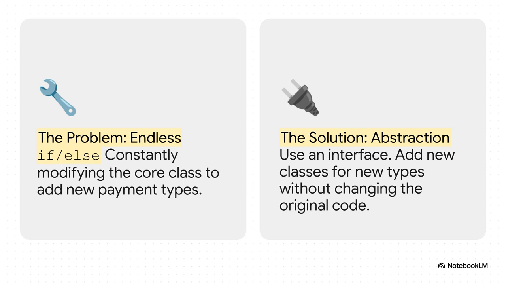The solution is abstraction. By using an interface, which is kind of like a contract, our payment processor stops caring about how a payment is made, it just cares that it can call a process method. Now you can add a Bitcoin payment class, an Apple Pay payment class, you can add new payment types all day long, and that original processor code never needs to be touched. That's the magic. Open to new features, closed for modification.